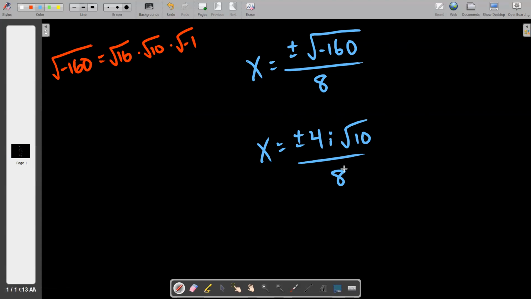Done? No. Just because there's no triangle doesn't mean that reducing is not in play. You still look downwards and think, can I just simply reduce those? Yeah, totally. Divide them both by 4. So what's my final answer? Right. So positive, negative, i root 10 over 2. Nice job.